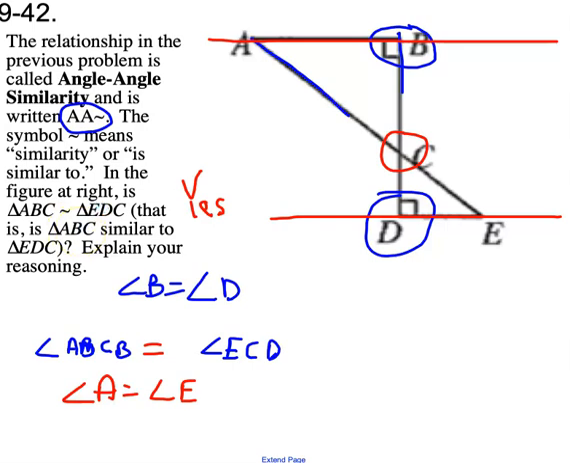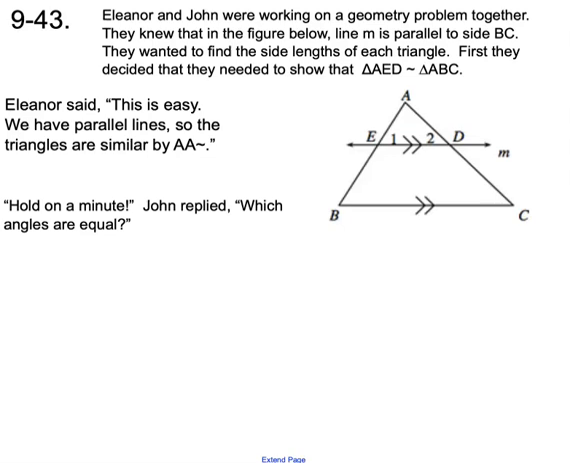So let's move on to our last problem here. This is, again, putting everything together. Eleanor and John were working on a geometry problem together. They knew that in the figure below, line M is parallel to side BC. They wanted to find the side lengths of each triangle. First, they decided that they needed to show that triangle AED is similar to ABC. So they needed to show that they're similar.